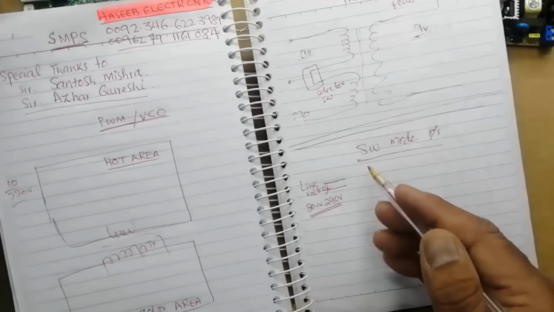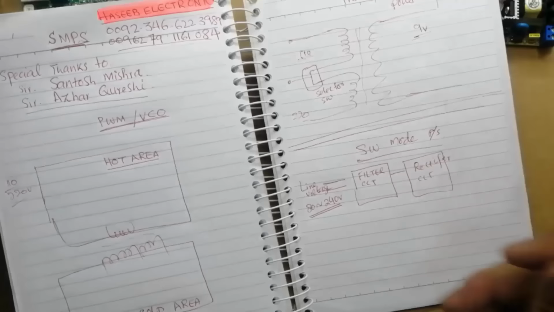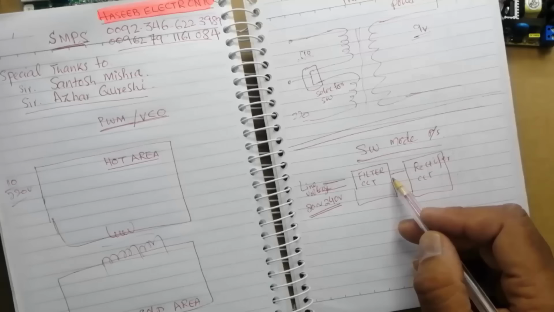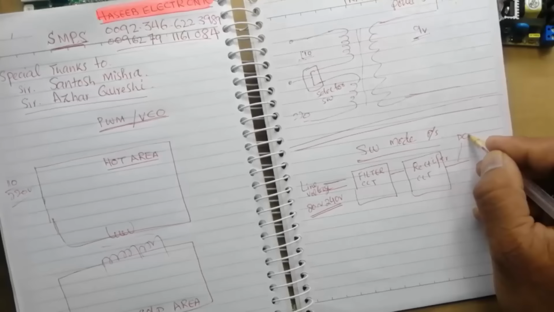In this area, there is a filter circuit. Then there is a rectifier circuit. This filter area filters the input ripples, high voltage spikes and radio frequency. It gives a pure 60 hertz or 50 hertz, whatever is there. And it takes a DC voltage. Here we can take the DC voltage.